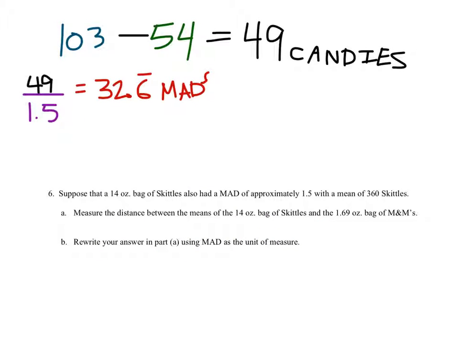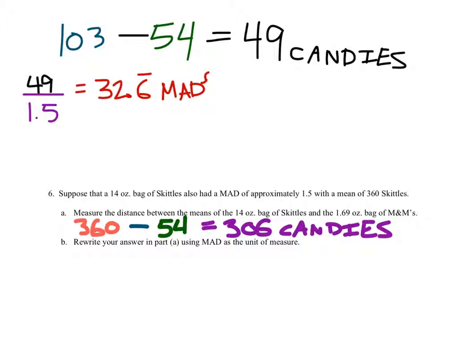Suppose that a 14-ounce bag of Skittles also had a MAD of approximately 1.5 with a mean of 360 Skittles. Measure the distance between the means of the 14-ounce bag of Skittles and the 1.69-ounce bag of M&Ms. Well, they said the mean was 360 for this new bag of Skittles. And the 1.69-ounce bag of M&Ms had a mean of 54, so we're just going to subtract these. So that's 306 candies.